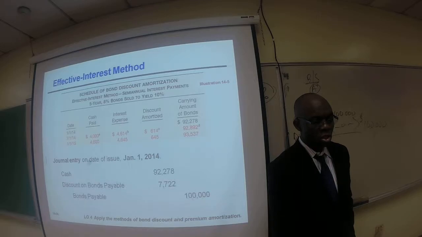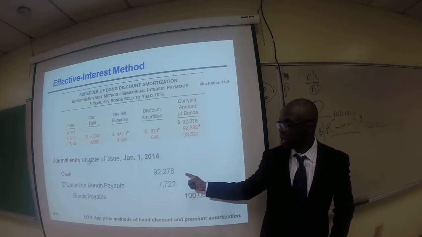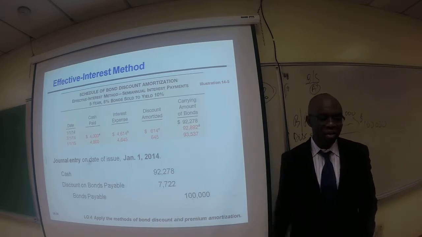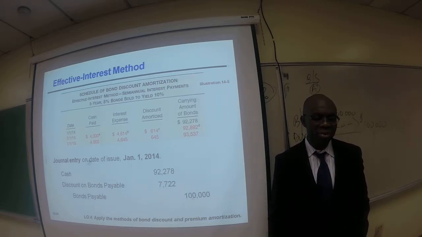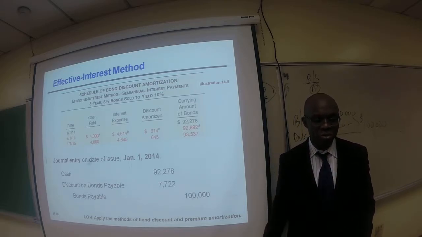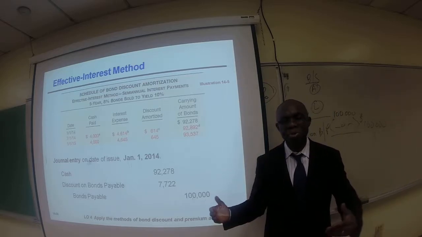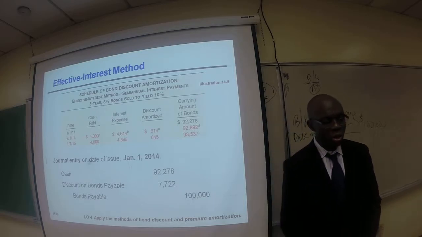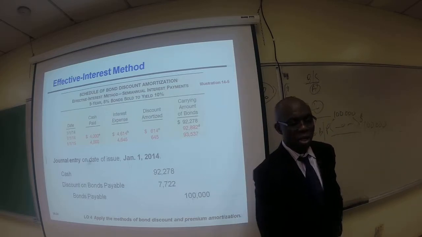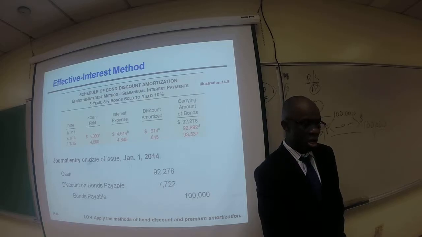So take a look at what happened. At the get-go, we received 92,278, with a debit to discount on bonds payable for 7,722. Bonds payable is 100,000. Like we indicated, discount on bonds payable is a contra account to bonds payable. So on day one, our obligation is actually 92,278.